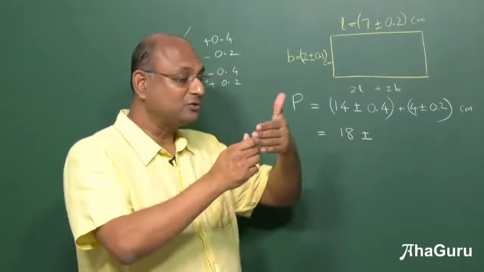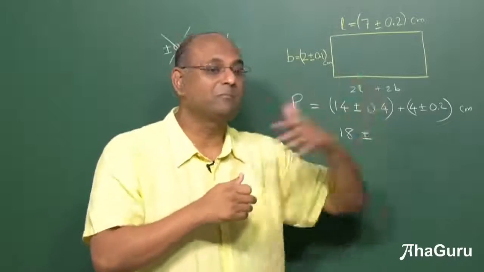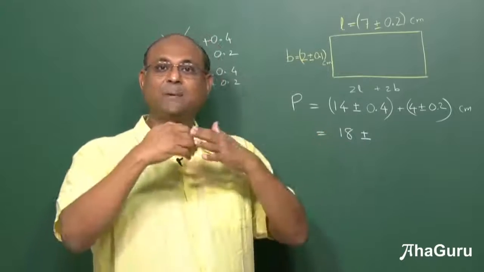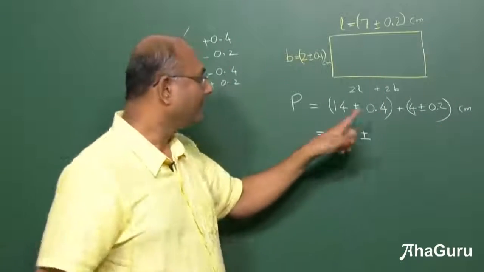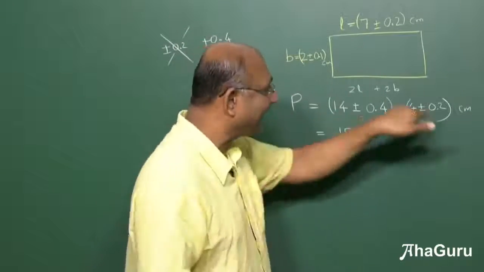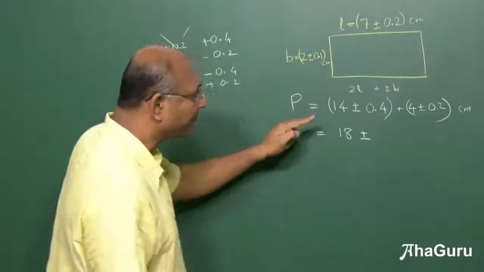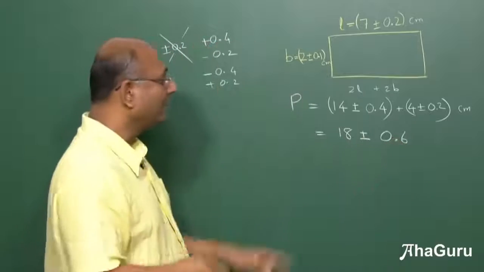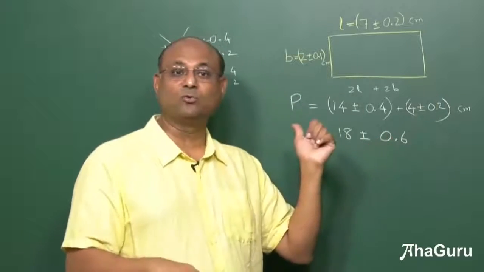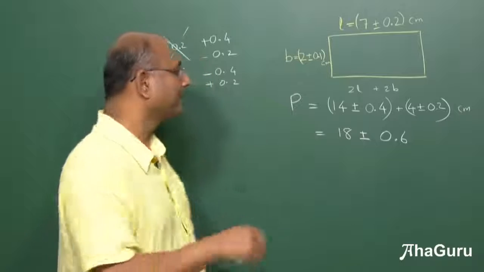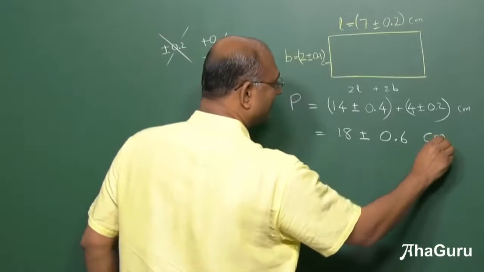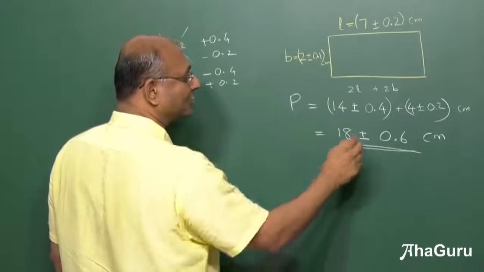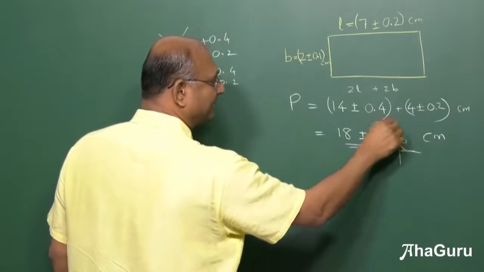Plus or minus 0.4 tells you that it is 14, maximum 14.4, minimum 14 minus 0.4. So you want to say plus or minus maximum error. Now what is the maximum error? When this is plus and that is plus, which will be 0.4 plus 0.2, 0.6. And what will be the minimum error? Minus 0.4 minus 0.2, so minus 0.6. Okay, so this will be the statement for P, the perimeter, and so the absolute error of the perimeter is 0.6.